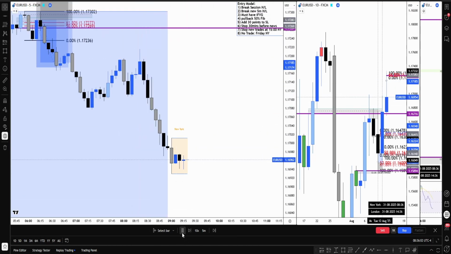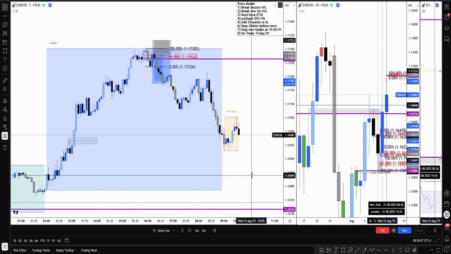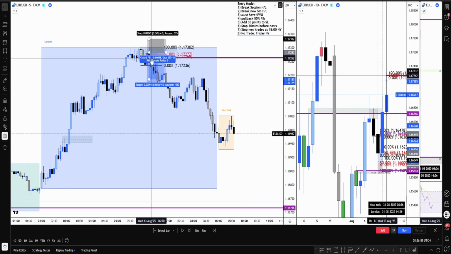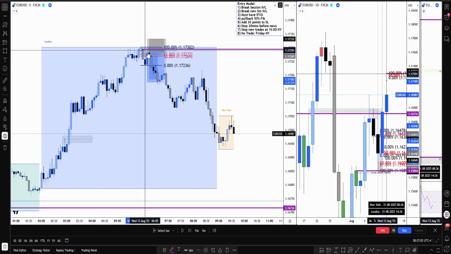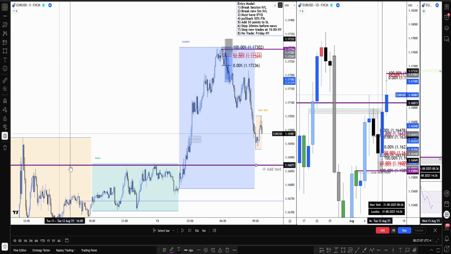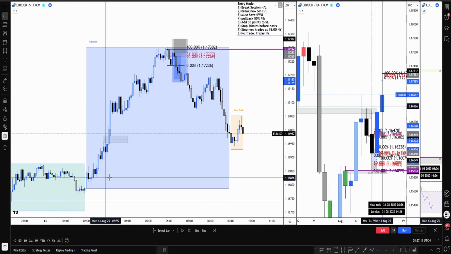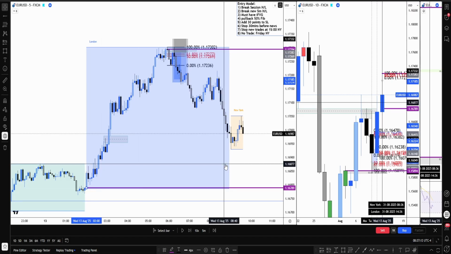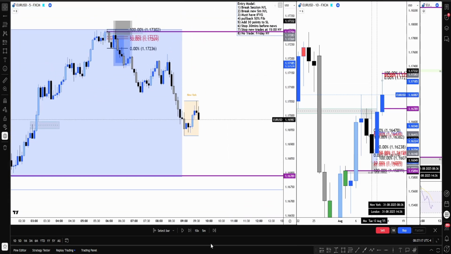Until New York. There we go. There's New York. Where are we now? We're in the middle of the London session, so we're either waiting for price to go back here for a sell, or, let's just delete that. We're waiting for price to get here and take out that low before we look for a buy.